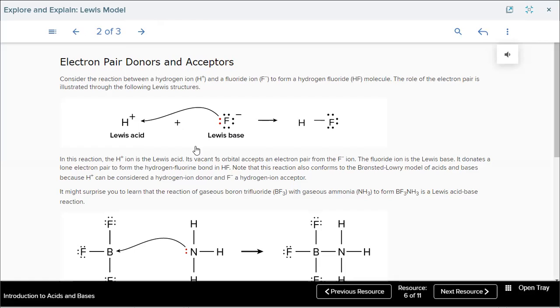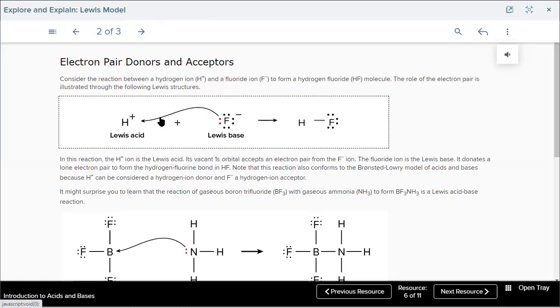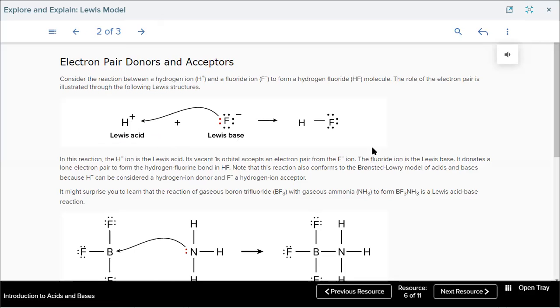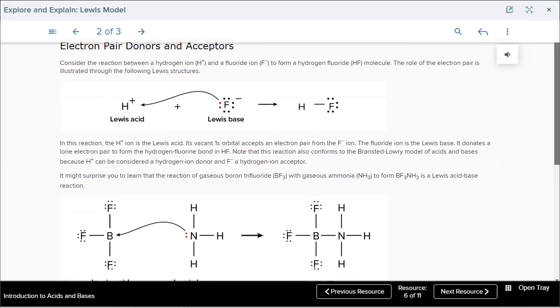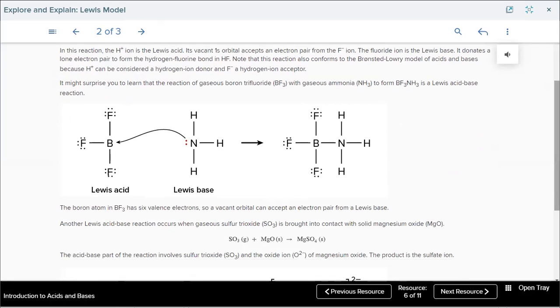So H+ in this reaction acts as a Lewis acid because it accepts an electron pair, while F- acts as a Lewis base because it donates an electron pair to form HF. So Lewis theory explained this reaction between H and F.